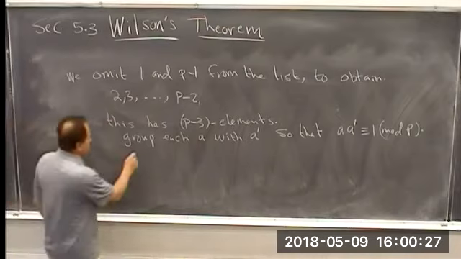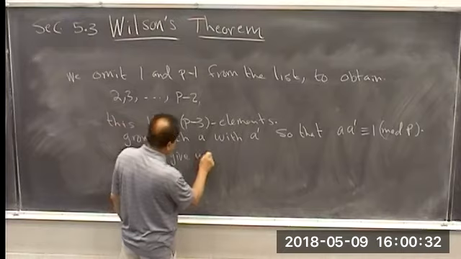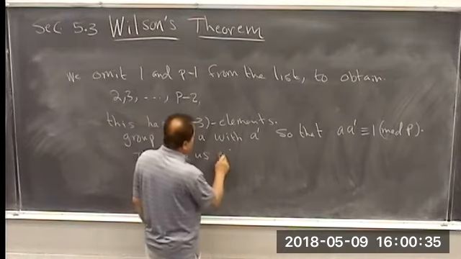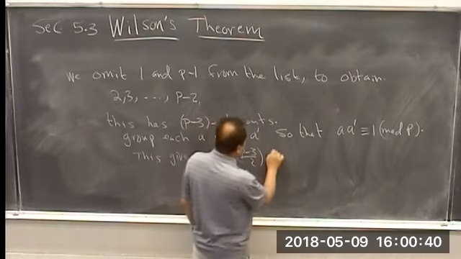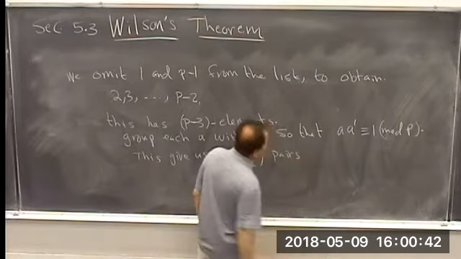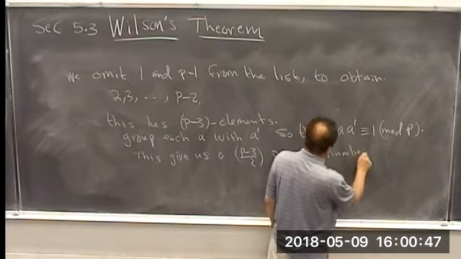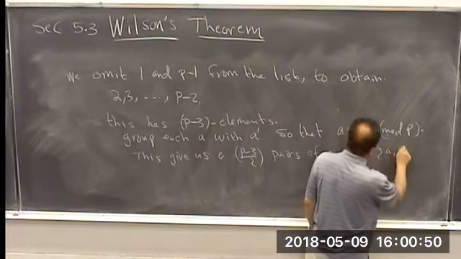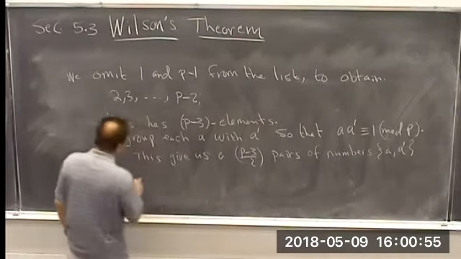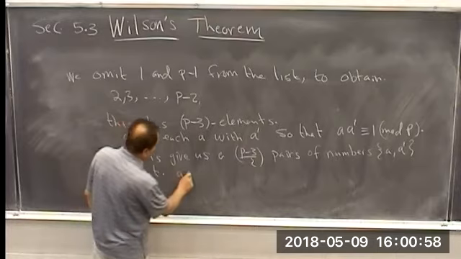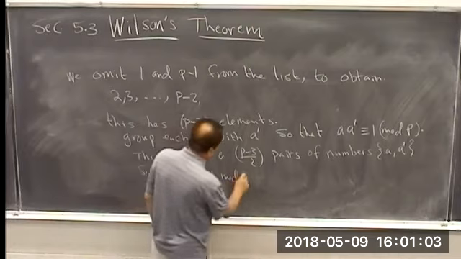So this gives us (p minus 3) over 2 pairs of numbers a prime, and these are different, such that again a times a prime is equivalent to 1 mod p.